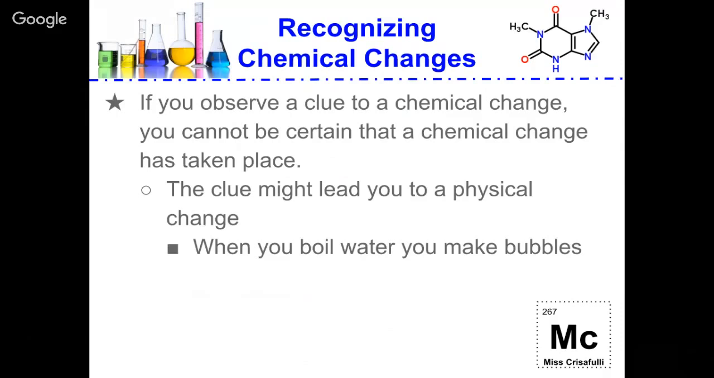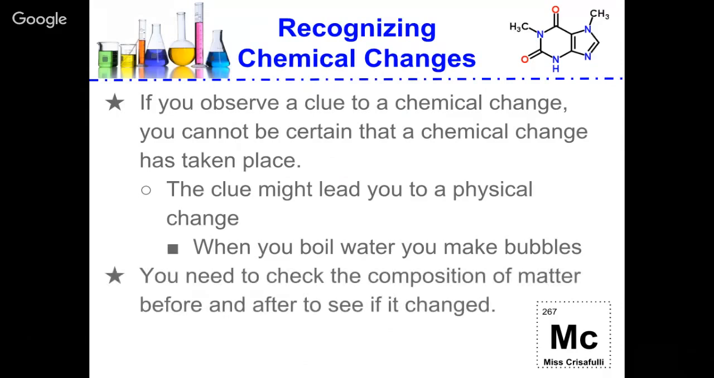You had water as a liquid and you heated it up, and those bubbles that you were forming was actually the water vapor. So in order to determine whether or not a chemical change has occurred, you need to check the composition of the matter before and after the reaction or the change happened in order to determine that a chemical change actually occurred.